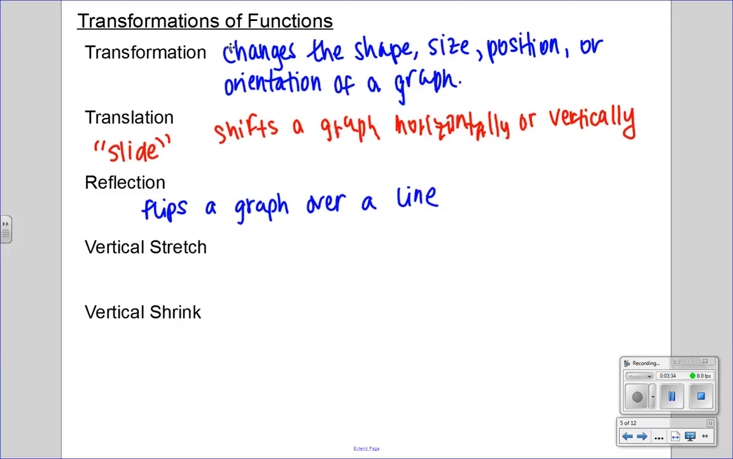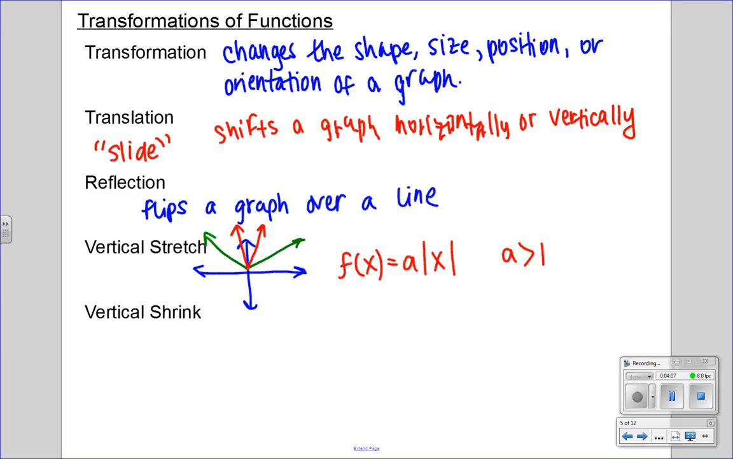Now our next one is a vertical stretch and a vertical shrink. I'm going to show you what this would look like if we did a vertical stretch. Let's draw, let's say, an original absolute value, a parent function of absolute value. And if we were to stretch it, it actually gets thinner and it stretches up. And what that looks like, if we take f of x equals a times the absolute value of x, for it to be a stretch, the a has to be greater than 1.